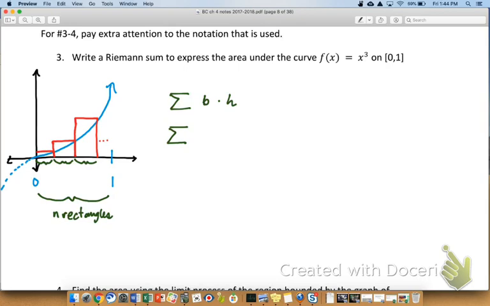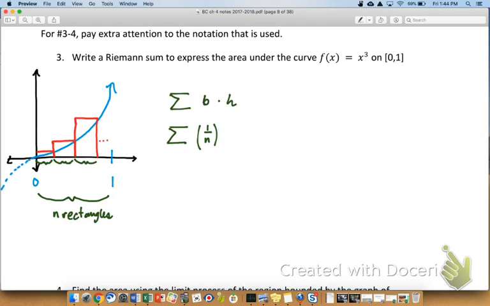So I'm going to start off by saying I want my rectangles' bases to all be 1 over n wide, because I want to be flexible. I want to be able to do whatever I want with these rectangles. Okay, now the height is a little bit tougher.